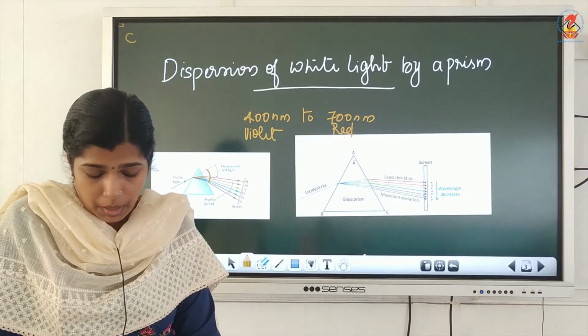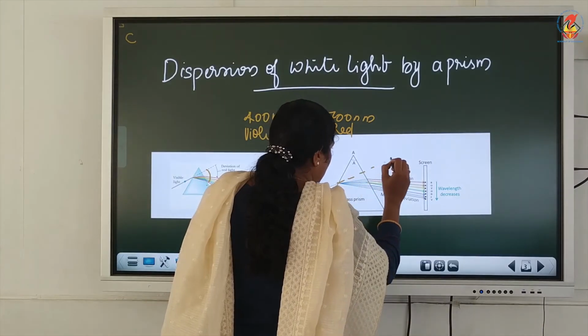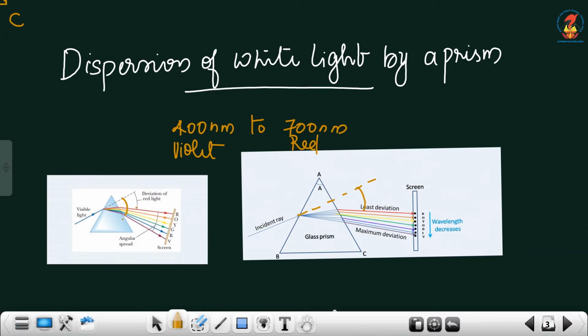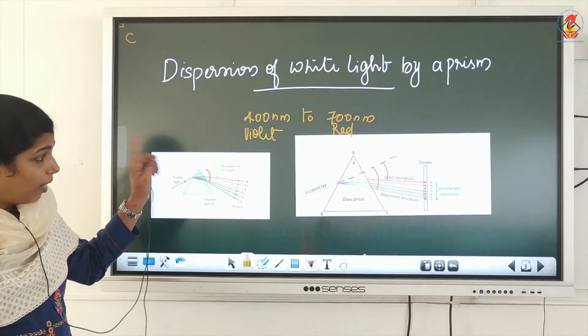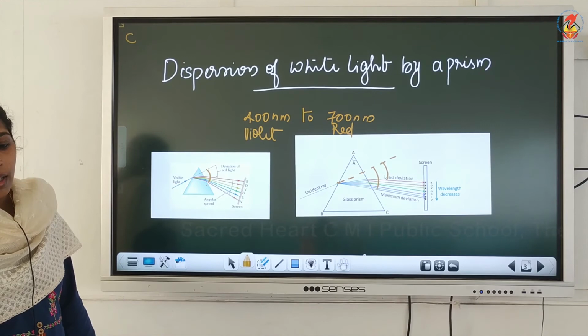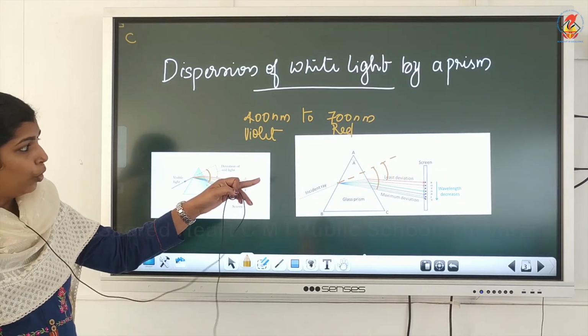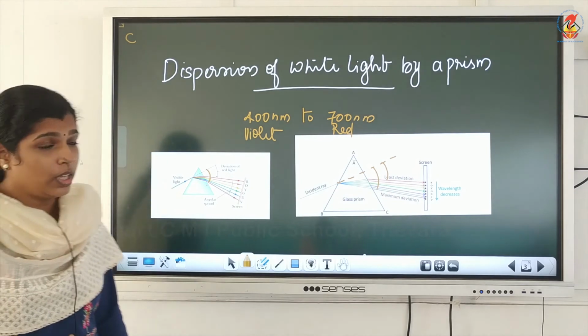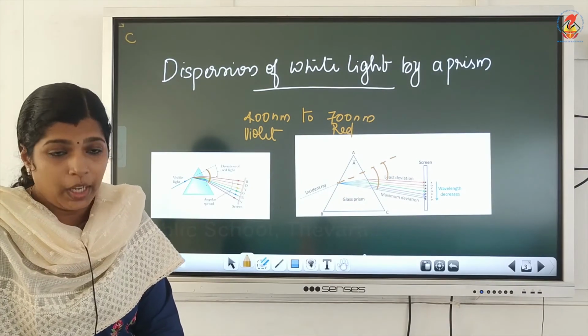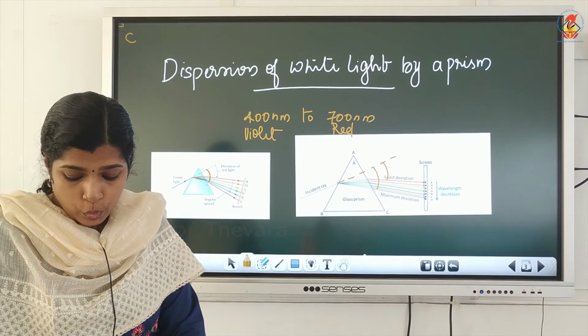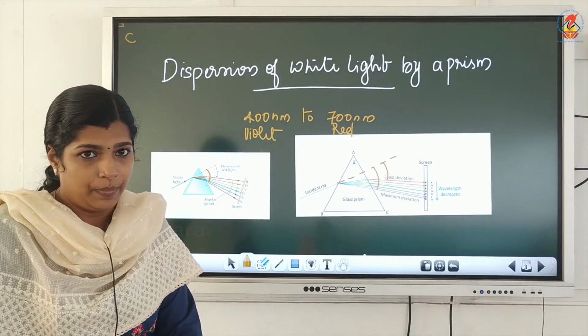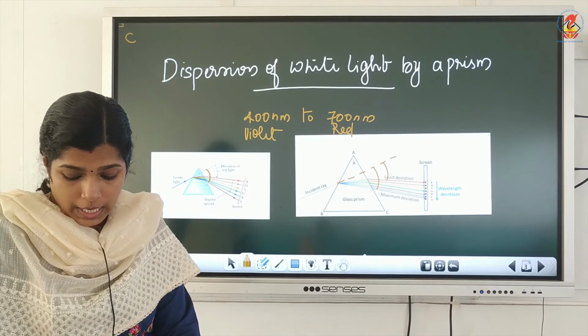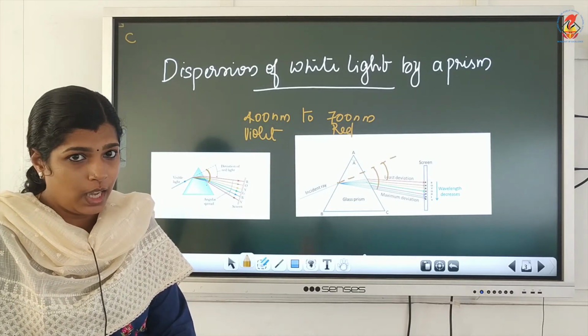If I draw it like this, with the incident ray, this is the deviation for the red light and this is the deviation for the violet. The deviation for violet is more since it has less wavelength. For red, the deviation is minimum. The speed of red color is highest and the speed of violet is least in a medium.